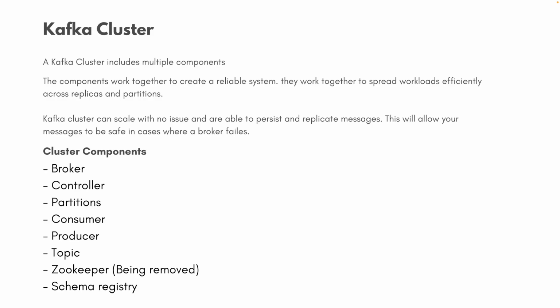So let's start talking about what is inside Kafka, and we're going to start off with the Kafka cluster. A cluster is a computing concept which groups devices together to achieve a specific purpose. In this case, a Kafka cluster includes multiple components. These components work together to create a reliable system. They work together to spread workloads efficiently across replicas and partitions, and that probably doesn't even make sense right now, but we're going to cover that later on in this tutorial, especially partitions.